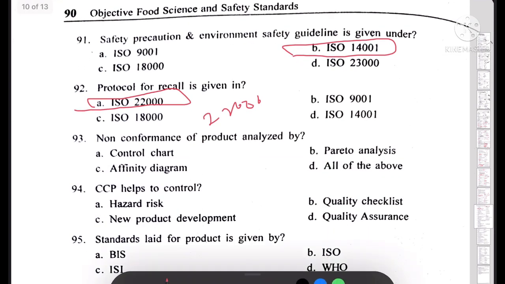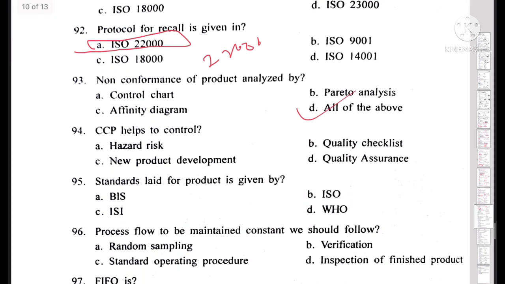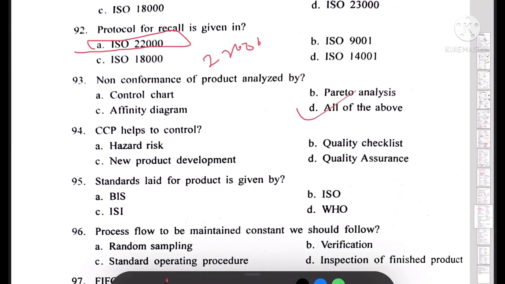Non-conformance of product analyzed by control chart, Pareto analysis, affinity diagram, or all of the above. So the non-conformance of product is analyzed by all of the above options. Okay, all of these are correct. They can be analyzed by control charts, by affinity diagrams as well as Pareto analysis. Next, CCP helps to control. So the critical control point helps to control hazard risk.